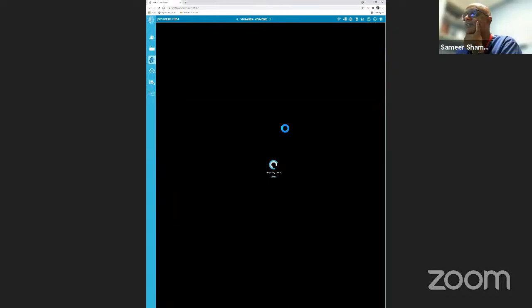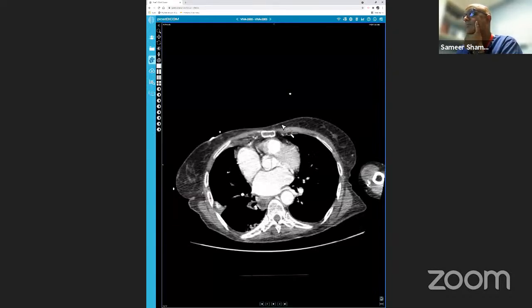Okay, this is another patient. I'm going on a GI theme here. So this patient presented with abdominal pain and vomiting.